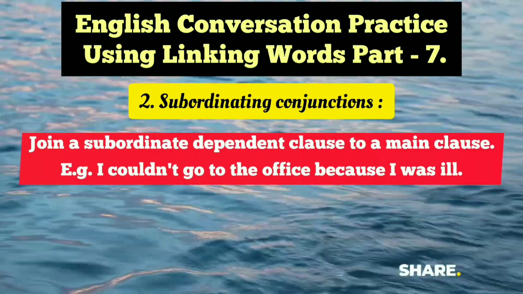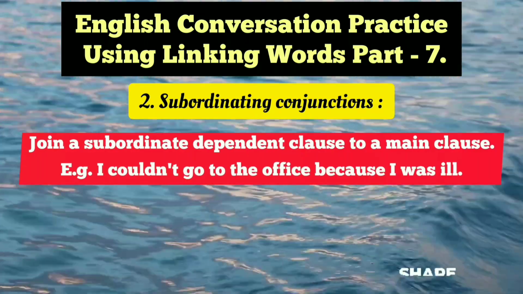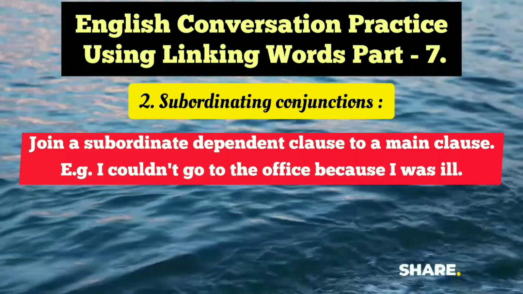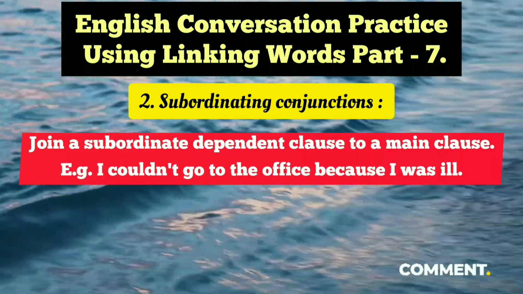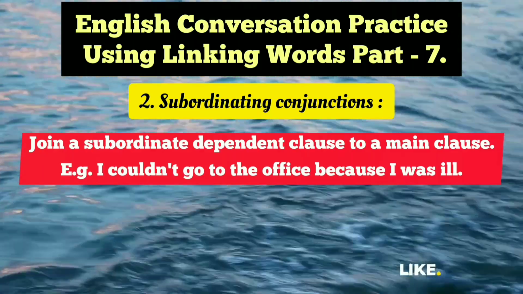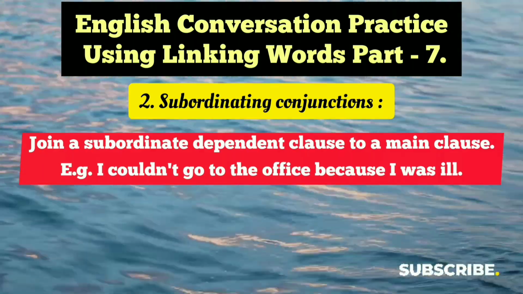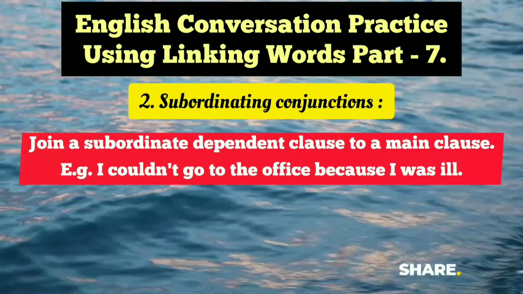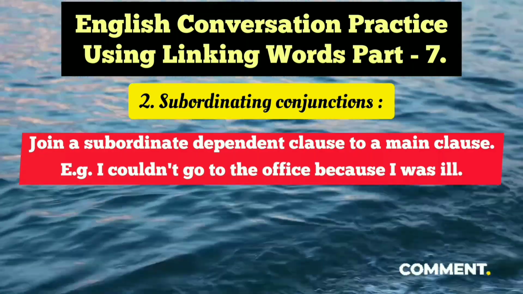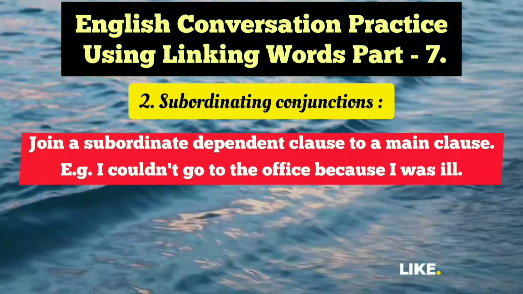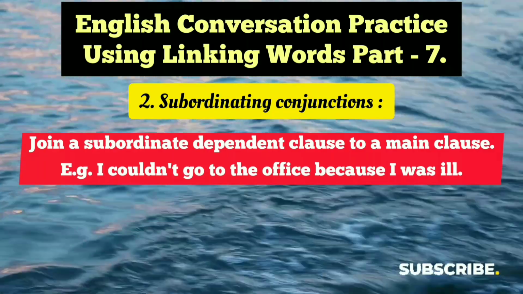So up next we are going to turn our attention towards the second type, that is subordinating conjunction, which is the second important type of conjunction or linking words. And let me tell you, it is used to join a subordinate dependent clause to a main clause. So there is a subordinate dependent clause which we join using a subordinate conjunction to a main clause.